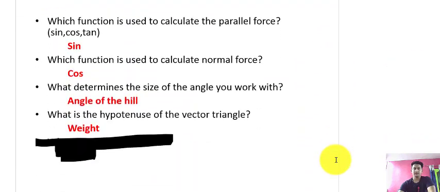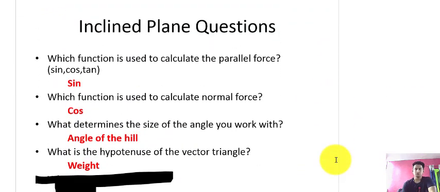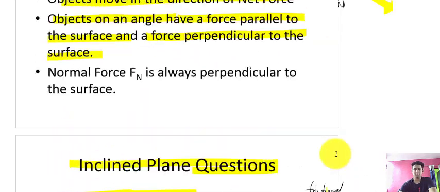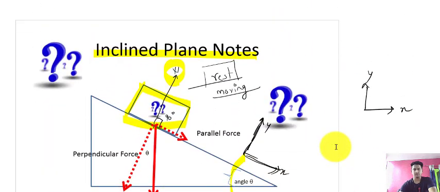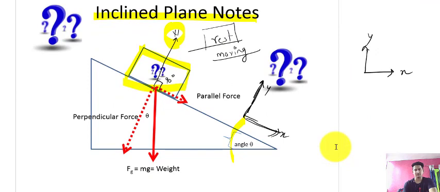Now there are more questions that you must remember: which function is used to calculate the parallel forces, sine, cos or tan? Which one will come, you will come to know after resolving the forces. So suppose this is the situation when this object is on an inclined surface. Suppose this is an angle theta.